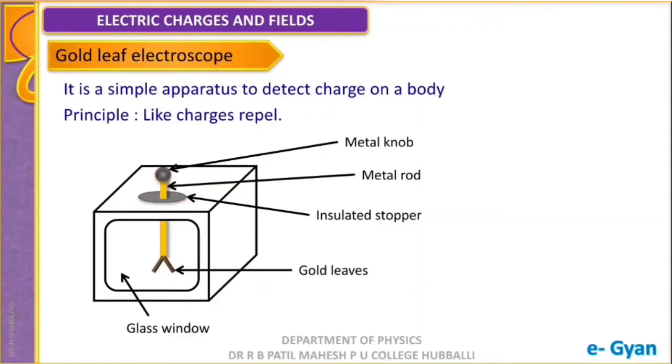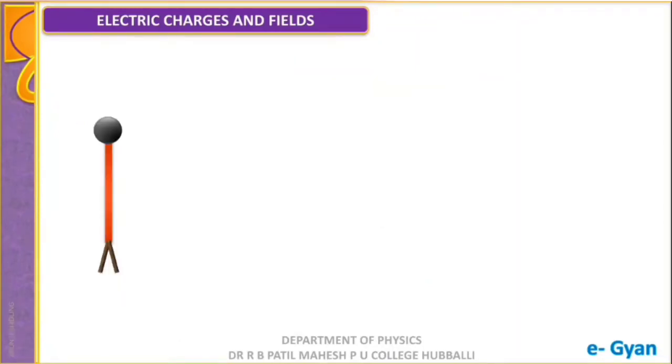So it works on the principle that like charges repel each other. Let us see how it works exactly. If I take the knob connected to the metal rod along with the gold leaf, and bring a negatively charged rod very close to it, then the charge will get spread over the setup. Because of the same charge on the gold leaf, which is split into two, the gold leaf will spread.